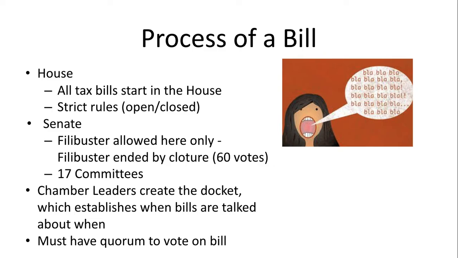In the Senate, we have a super special power called a filibuster. A filibuster is only allowed in the Senate. You can't filibuster in the House, you can only filibuster in the Senate. A filibuster is when you continuously keep talking about a bill. Now, why would we want a filibuster? Why is this even something that we talk about in terms of making law?